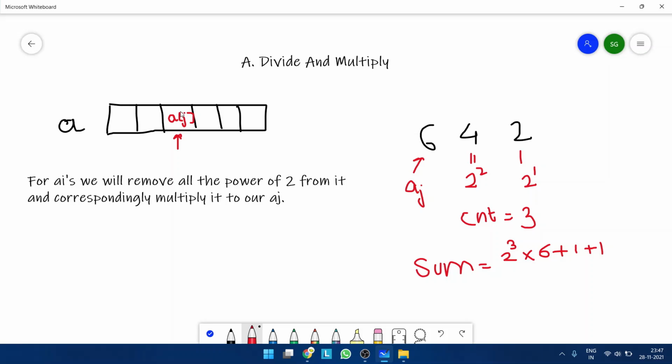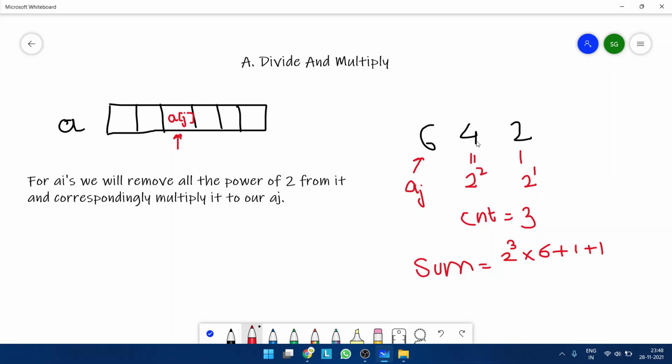If we consider a[j] to be this one and the remaining to be a[i]'s, then for all a[i]'s, we will remove all the powers of 2 from them and correspondingly multiply them into our a[j]. For example, consider this sample case, 6, 4, 2. Assume that we consider 6 to be a[j]. Now these two are a[i]'s. So this is 2 to the power 2, and 2 to the power 1. So we will divide it by 2 two times and we will divide the other by 2 one time.